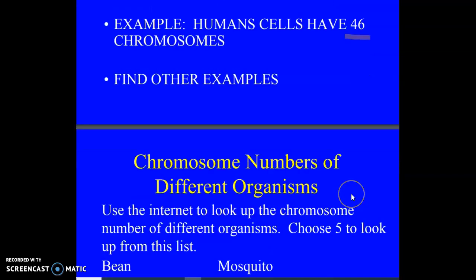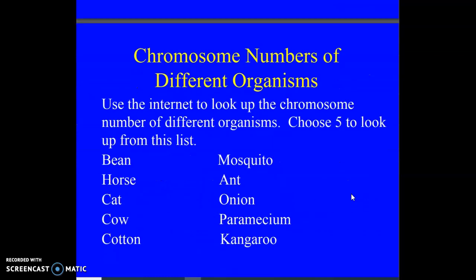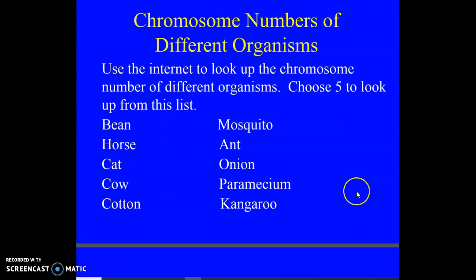Now, in the space at the bottom under 18 on your organizer, I want you to stop the video, pick 5 of these, and go over to a new window or a new tab and find out how many chromosomes are in each one.